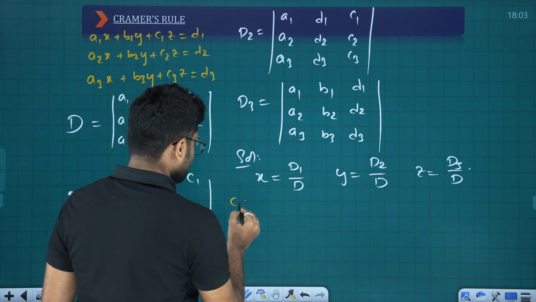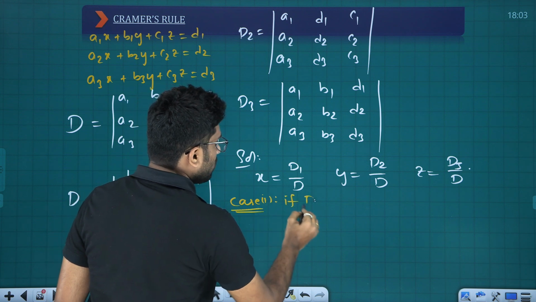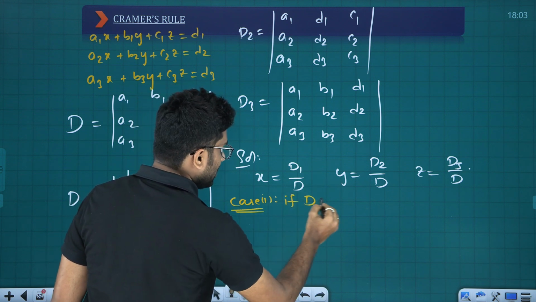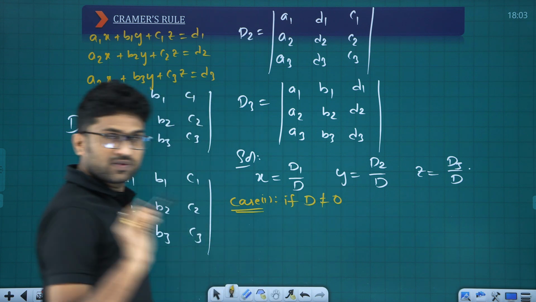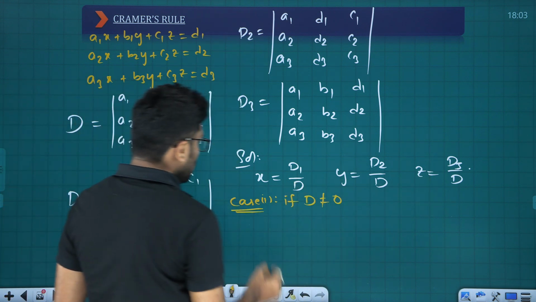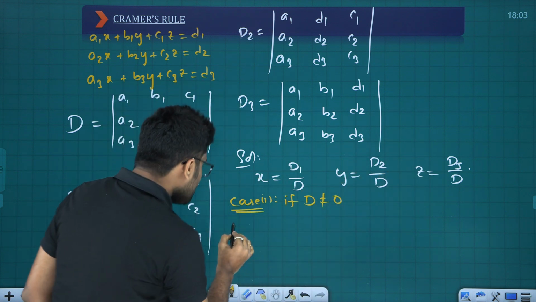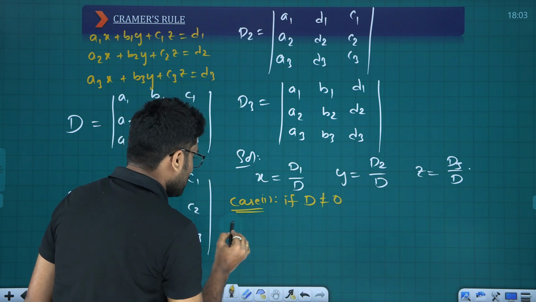Number one, suppose the determinant capital D is non-zero. If D is non-zero, then you get for sure x is equal to D1 by D, y is D2 by D. So the system is consistent and has a unique solution.